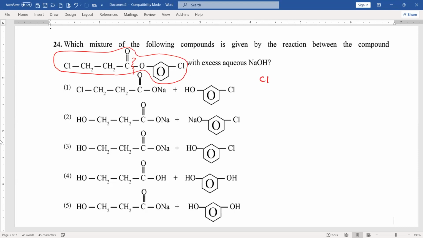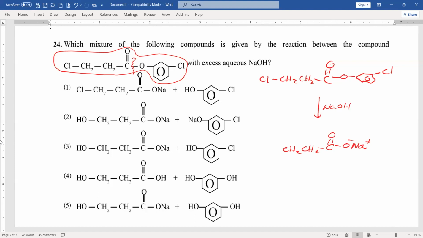What happens? We have Cl, CH2, CH2, O, O, benzene ring, and Cl here. When we add sodium hydroxide, I will first just consider the dissociation of these. Later, I will consider the others. Here CH2, CH2, CO, OH will be formed, but this is the acid, and as we have sodium hydroxide, this will react with the base and give us the sodium salt. And we know the other thing is we have Cl here. Aliphatic Cl will be replaced by OH minus when it is treated with a strong base like sodium hydroxide. So this becomes OH.